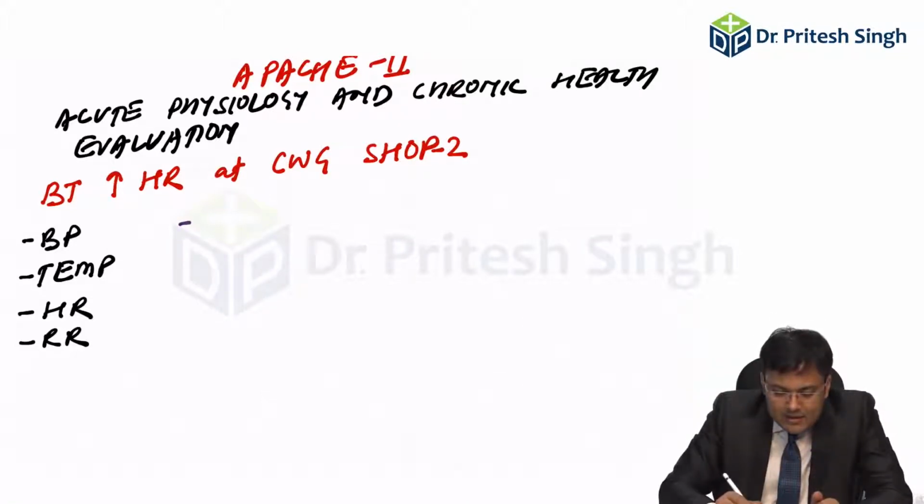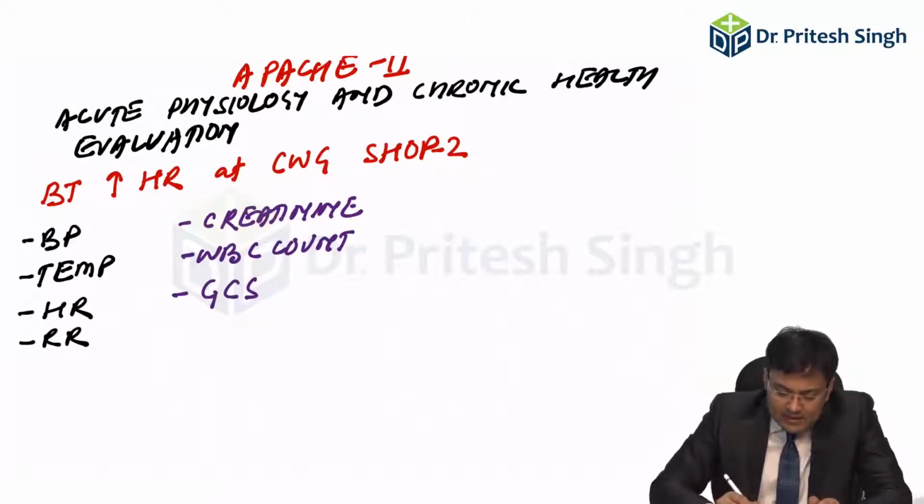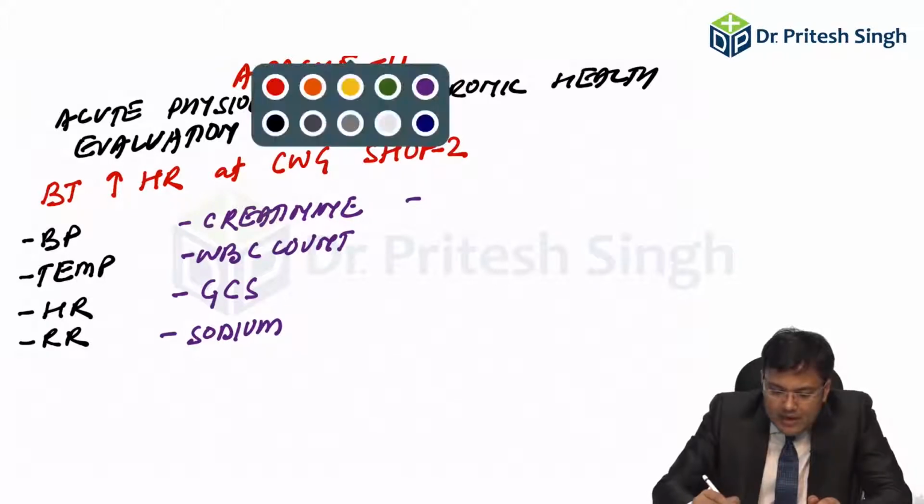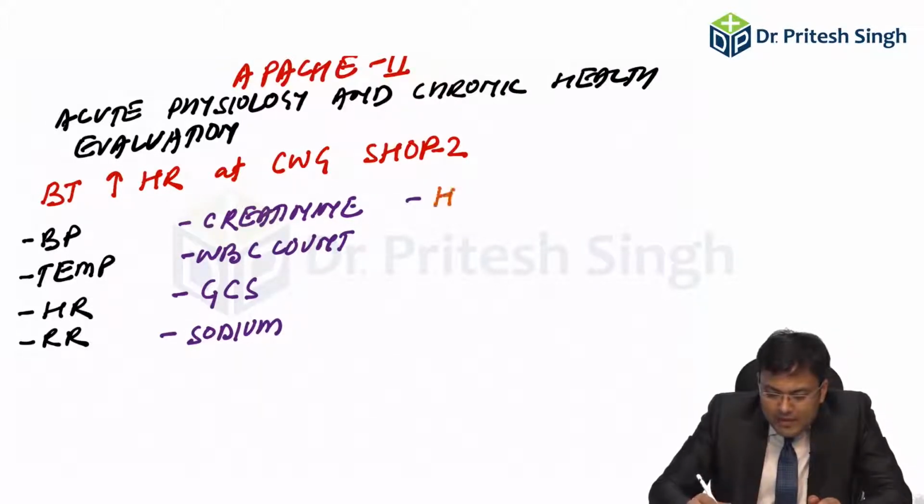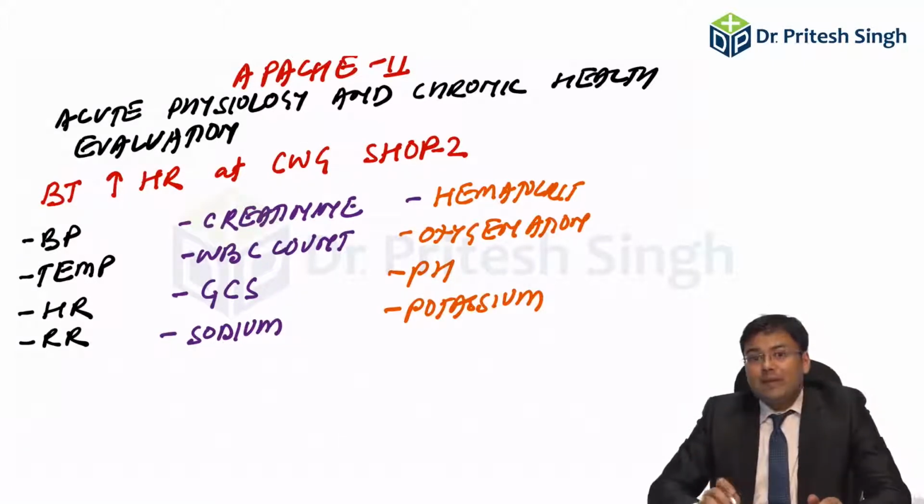After that, C, serum creatinine, W, WBC count, G, Glasgow Coma Scale, GCS, S, sodium, H, hematocrit, O, oxygenation, P, pH, and this P, potassium. So these are 12 parameters.